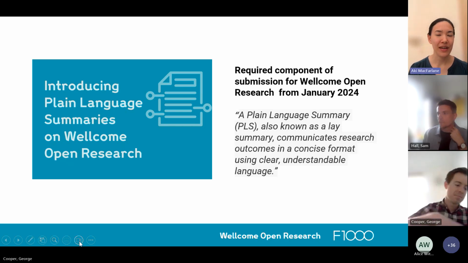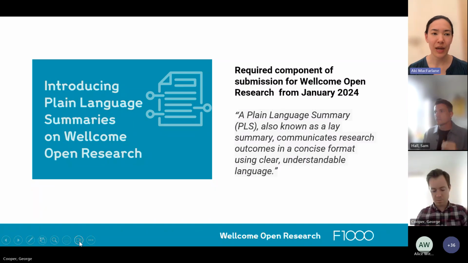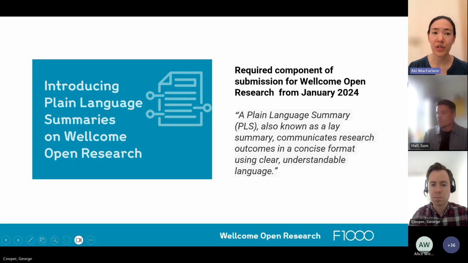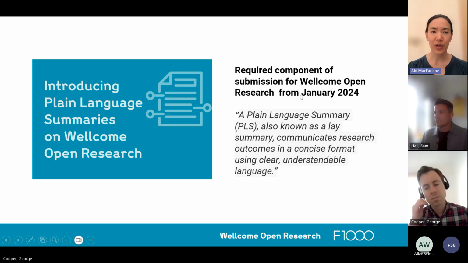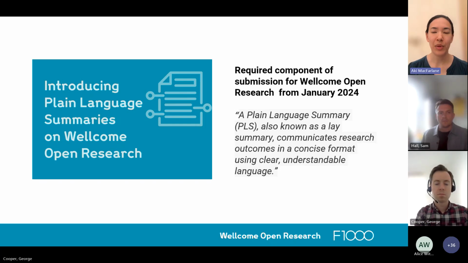All right, thank you. So as Sam was saying in the beginning, since January 2024, we have been requiring a plain language summary with every submission to Wellcome Open Research. So let me say a bit about why we've introduced that requirement, as well as what a plain language summary is and what they're for.